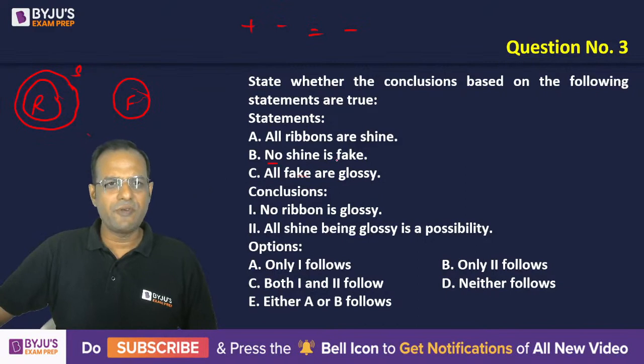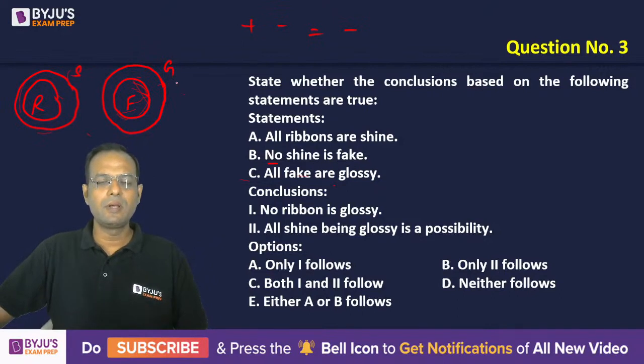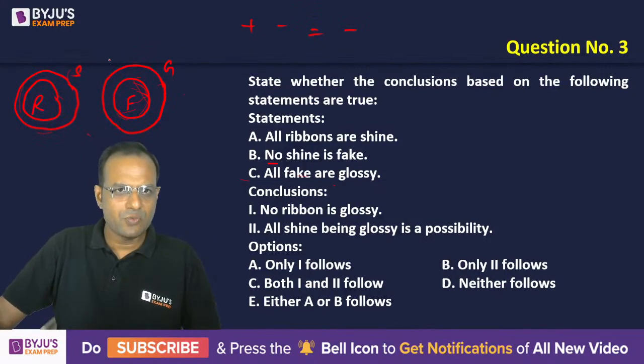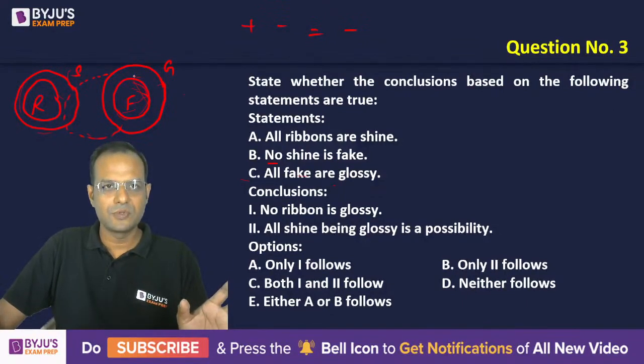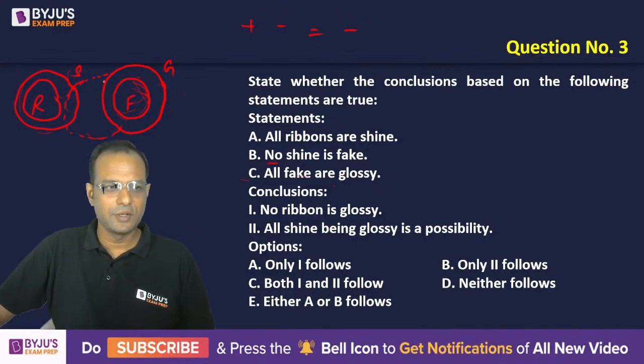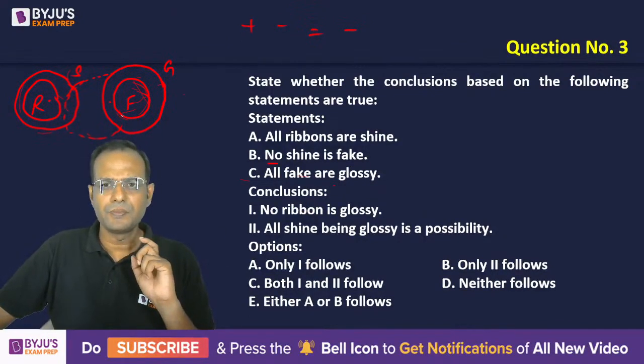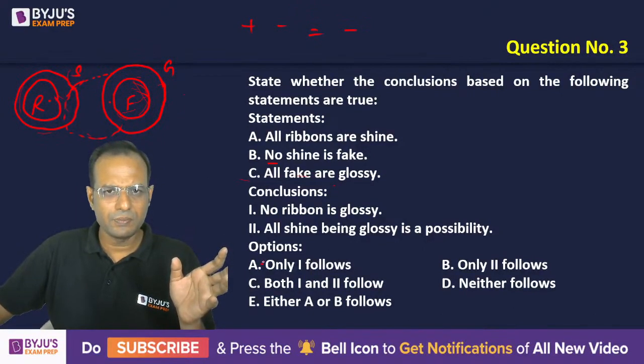All fake are glossy. No shine is fake. You draw a different circle. All fake are glossy. This is one possibility. And there is another possibility also if I say all fake are glossy. There can be two possibilities. So glossy can run through shine. It may not. So when you say no ribbon is glossy, maybe, maybe not. So does it follow? No ribbon is glossy.